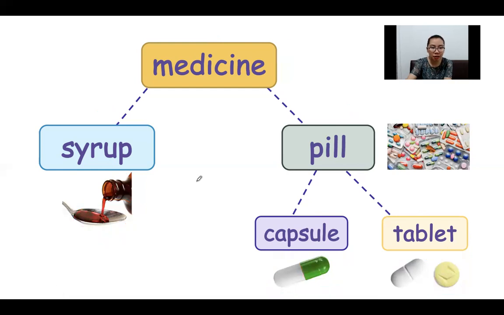All right. So again, everybody say medicine. Medicine is the overall name. Then we have two types of medicine here: syrup and pill. Now, under pill, we also have two types: capsule and tablet.